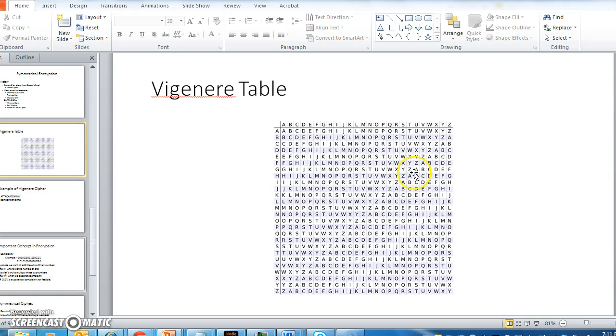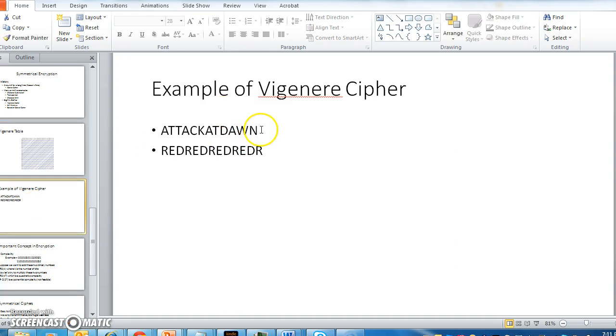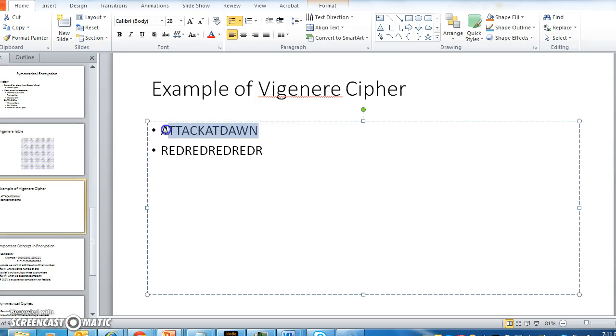Now notice the table has A, B, C, D in the column, and B, C, D the same thing in the row. Very important to note that. Now, this is the table. How do we encrypt? Let's suppose we're going to look at a message like attack at dawn.